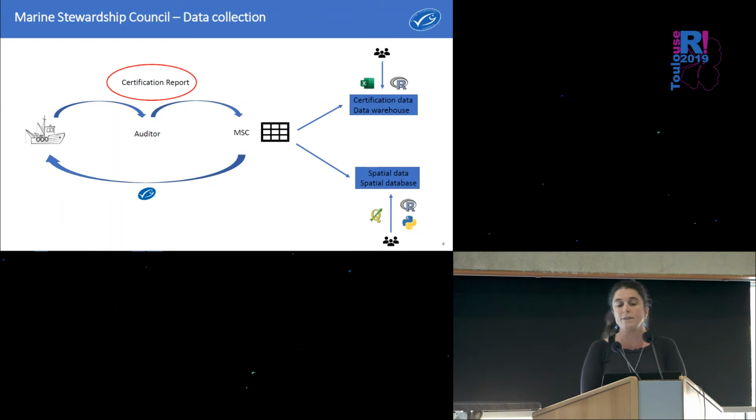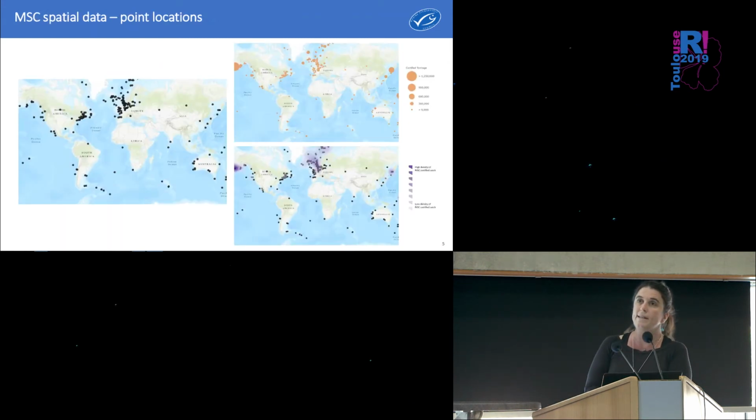So we have two kinds of data. We have the certification data, that is a big database stored in a data warehouse, and that's accessed through Excel and sometimes R. And then we have the spatial database that is accessed through R and sometimes Python.